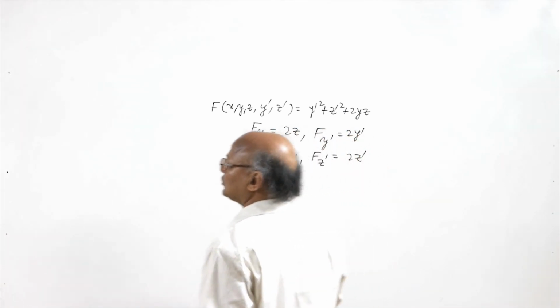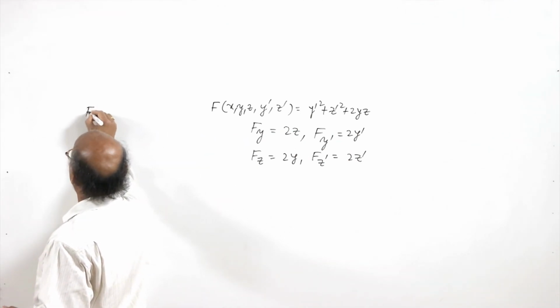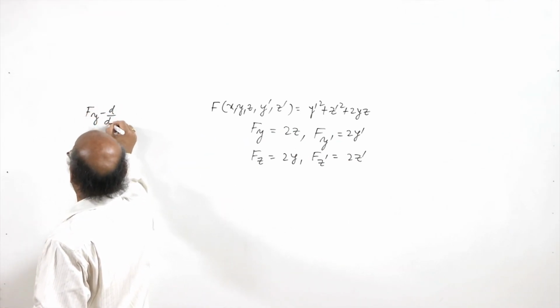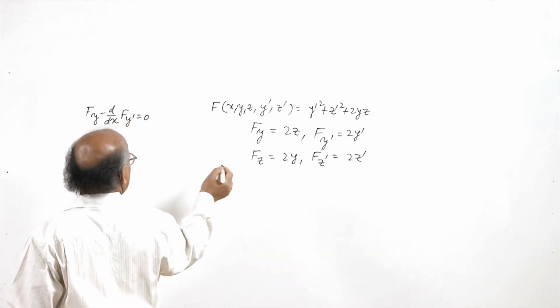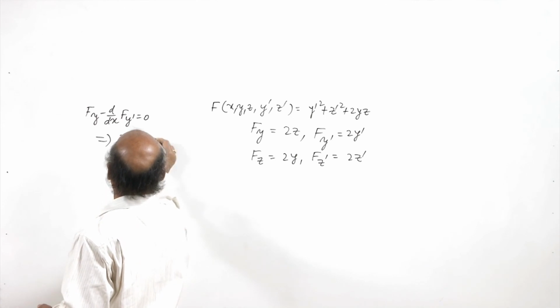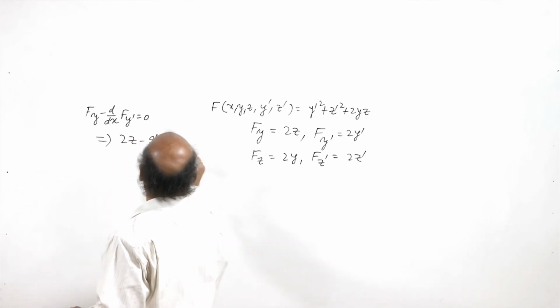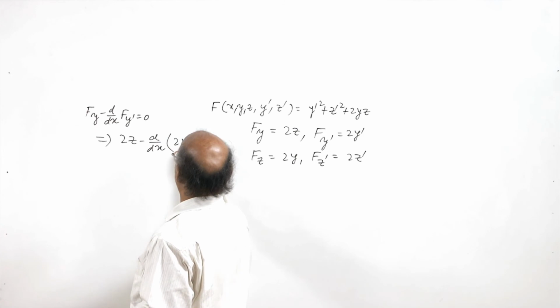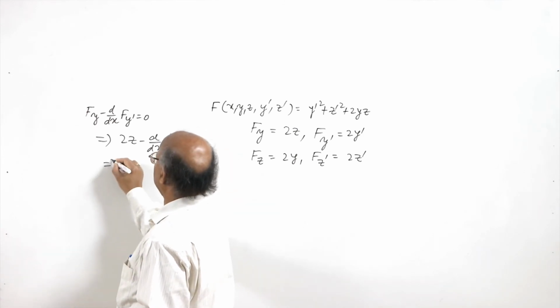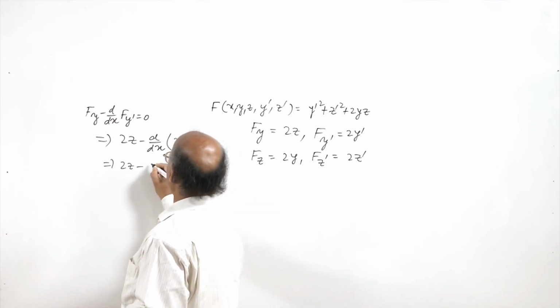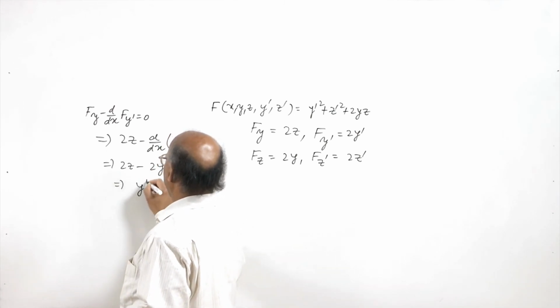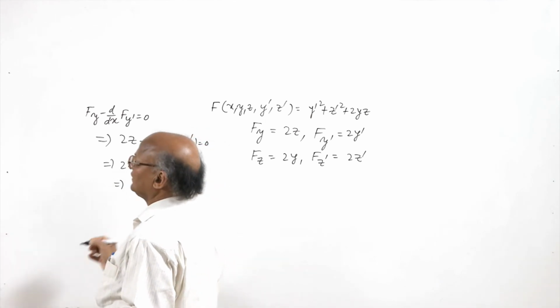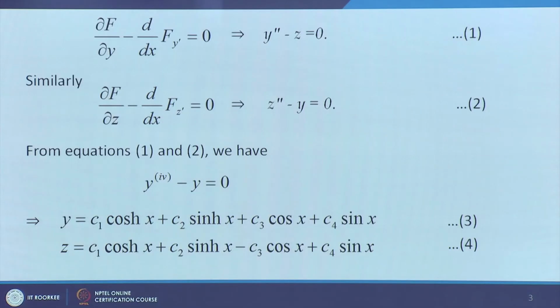So the Euler's equation f y minus d over dx of f y dash equal to 0 gives you 2z minus d over dx of 2 y dash equal to 0, or I can say 2z minus 2 y double dash equal to 0. So this gives you y double dash equal to z.